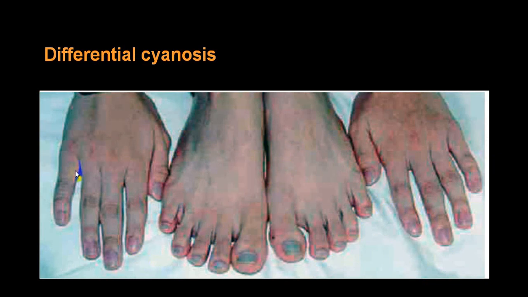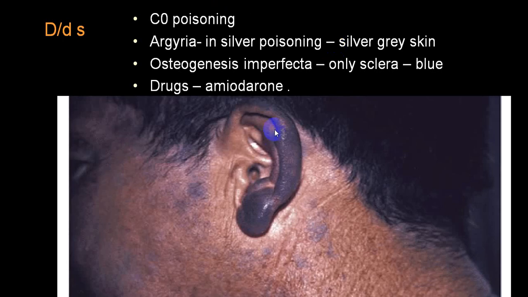So that is a classical example of a differential cyanosis. And if it is after the left subclavian, then the two upper limbs are spared, and the two lower limbs are involved. This is what we call a pseudocyanosis, which is a classical example in case of amiodarone. In argyria, the entire face, skin, etc. can be involved. We call it silver gray skin. And in osteogenesis imperfecta, only the sclera will be a little bluish in color. In case of carbon monoxide poisoning, you will have a cherry red color.